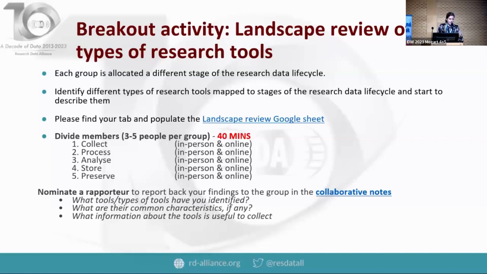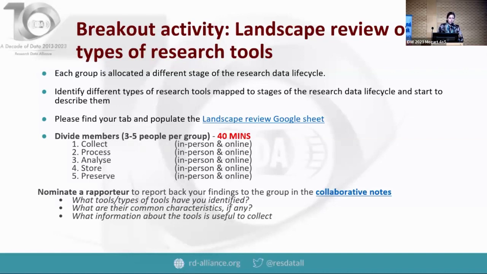I'll come around and make sure, and hopefully the co-chairs can do the same, make sure that you've got access to the collaborative notes. So at least one person in the group will need a laptop. And what we would like you to do is just discuss different types of tools that you think are relevant to that stage. So for example, if it was planning, it might be Data Stewardship Wizard or DMP Online, or, you know, those kinds of tools that you might use for planning research.